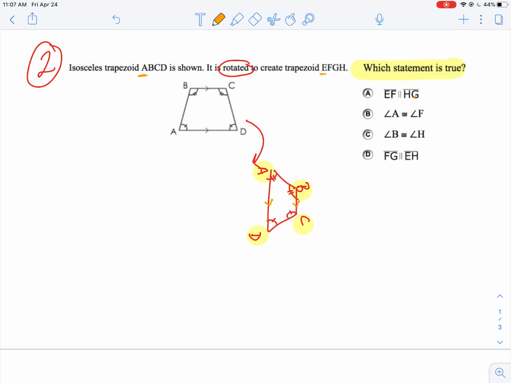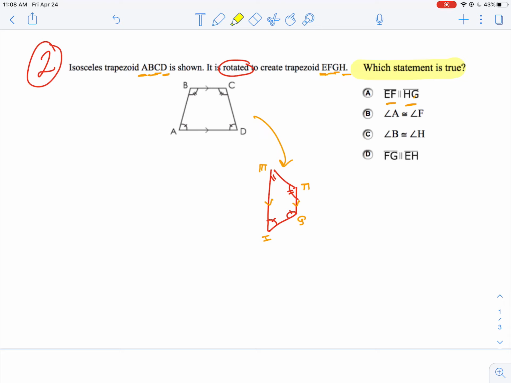So A needs to be in the same spot as E. B is going to be in the same spot as F. C is G, and D is H. So I'm going to go ahead and relabel these here. So A was in the same spot as E, F, G, and H, and that was from a rotation. Okay, now, which statement is true?